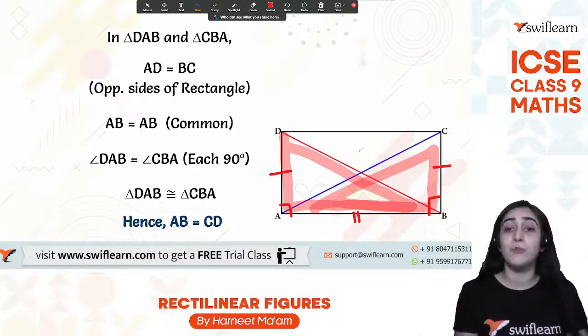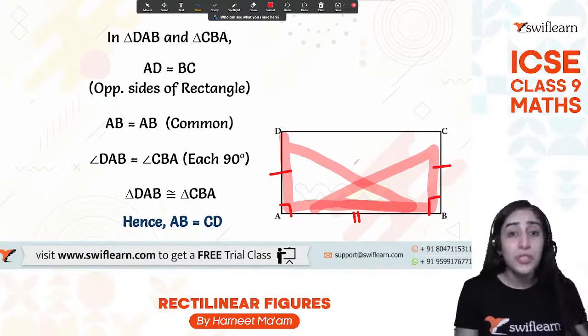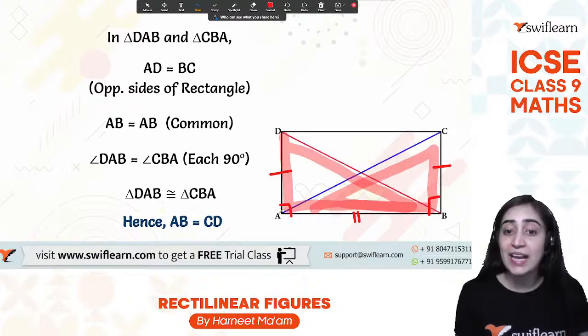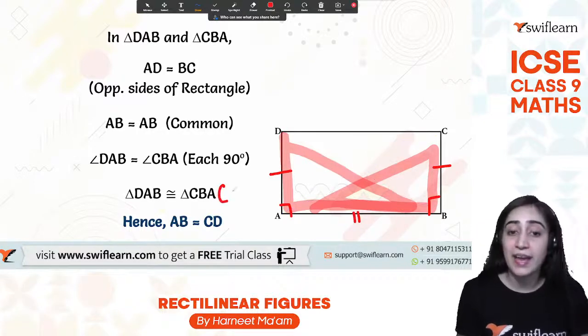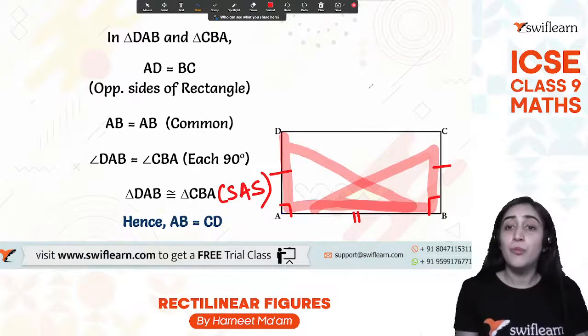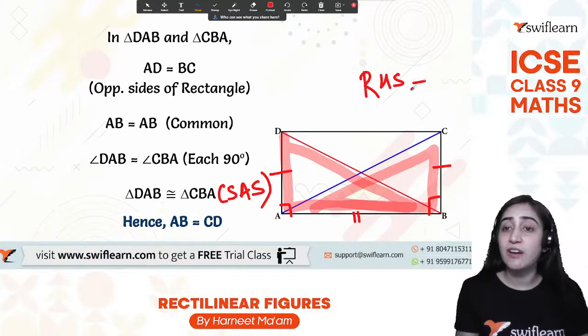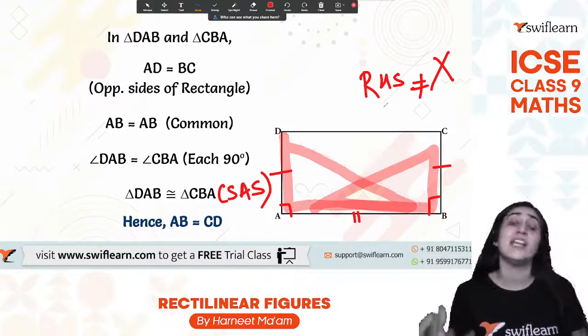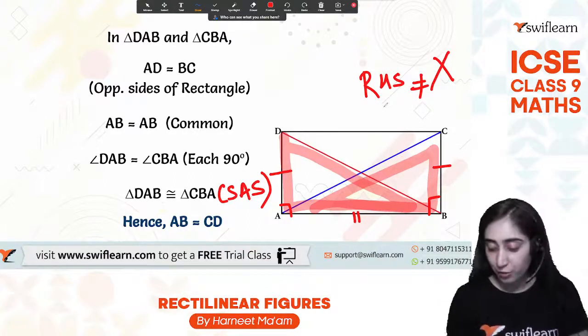No. Very good. Because I'm not taking the hypotenuse. So I'll say that they are proved congruent by side angle side. By SAS, I am able to prove the congruency, whereas if I write RHS, it becomes wrong, because I haven't used the hypotenuse at all, so how can I prove congruency with it?